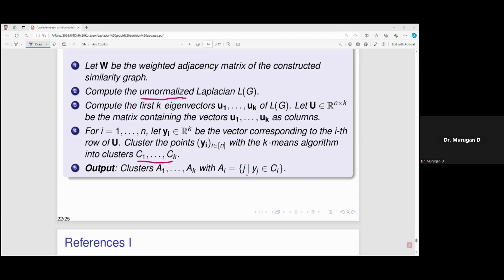Sir Rajesh, sir, please check the chat box. I think we received one more question. What is the importance of eigenvalue? Please check your chat box. Okay.